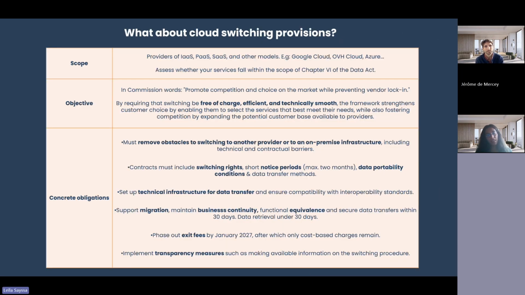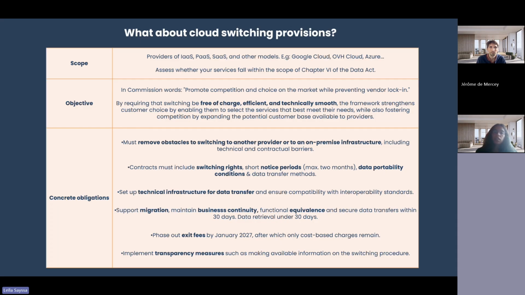And so the last deep dive is the cloud switching provisions of the Data Act. Here, it's mainly all types of providers of cloud services, SaaS platforms, anything that is related to providing data processing services, which are defined clearly in the Data Act. But here, mainly the objective was to require that the switching between providers be free of charge, efficient, and smooth, so that there is no vendor lock-in. So there is no one that holds the users and doesn't let them have the freedom to switch. And here, it's to promote a competitive digital market within the EU.